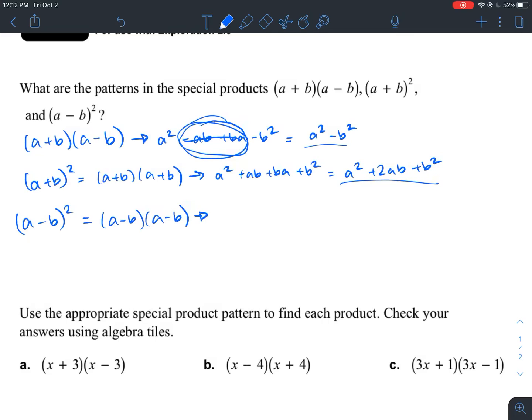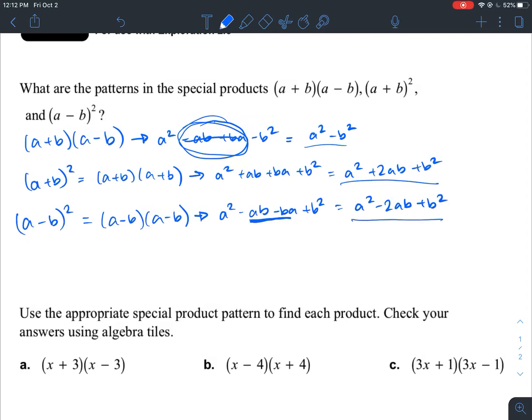Okay, using the FOIL method, we get a squared when we multiply the first terms. For the outer terms, it's minus ab. For the inner terms, it's minus ba. And for the last terms, it's plus b squared, because negative times a negative is positive. Okay? We can combine the inner terms again, so this is equal to a squared, but we're subtracting them twice, so that's minus 2ab plus b squared.